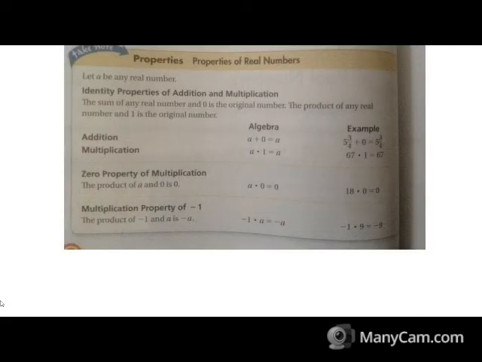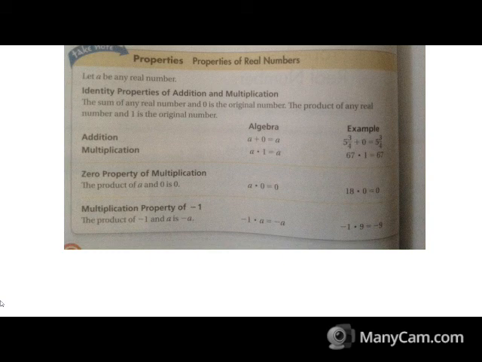And the identity properties, where a is any real number, these are ones that you've always known. They're just called properties now. a plus 0 equals a, so anything you add to 0 will always be the same number. a times 1 equals a. You multiply any number by 1, you will still get that same number. Zero property of multiplication: if you multiply anything by 0, the answer will always be 0. Multiplication property of negative 1: you multiply any number by negative 1, you will always get the opposite of that number. So negative 1 times 9 equals negative 9. Negative 1 times 10 will give you negative 10, and so on.